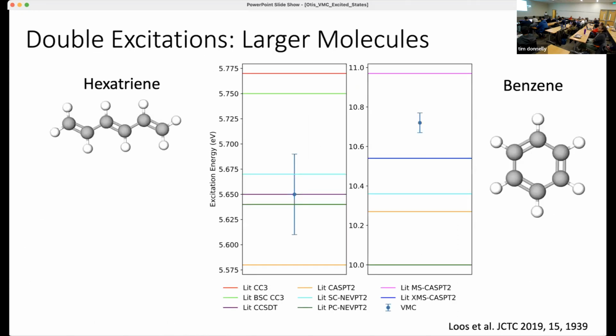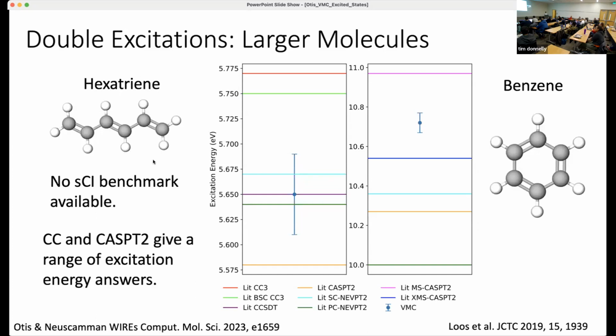Now, if you go slightly larger in molecular size, say up to hexatriene and benzene, you're already at a level where things are generally too large for really exhaustive benchmarks from selected CI on any big energies. What you have instead is a range of answers from different levels of coupled cluster theory and different types of multi-reference perturbation theory. So I think these are the situations where it's most useful to come in from another direction with VMC and see which methods are supported.